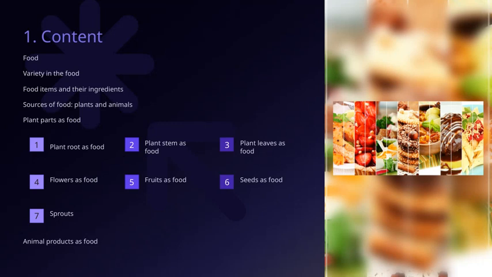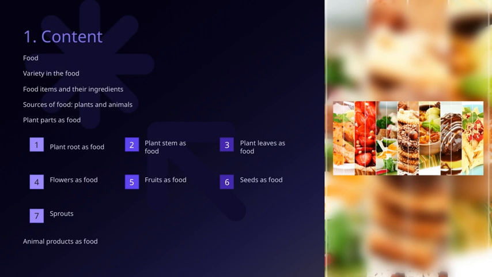Let's talk about food and the incredible variety it offers us. When we think about food, we're really looking at a wide range of items, each with its own unique ingredients and properties. These ingredients come from two main sources, plants and animals. Starting with plant-based foods, we use different parts of plants as nourishment. For example, the roots of plants, like carrots and radishes, are edible and serve as important food sources.